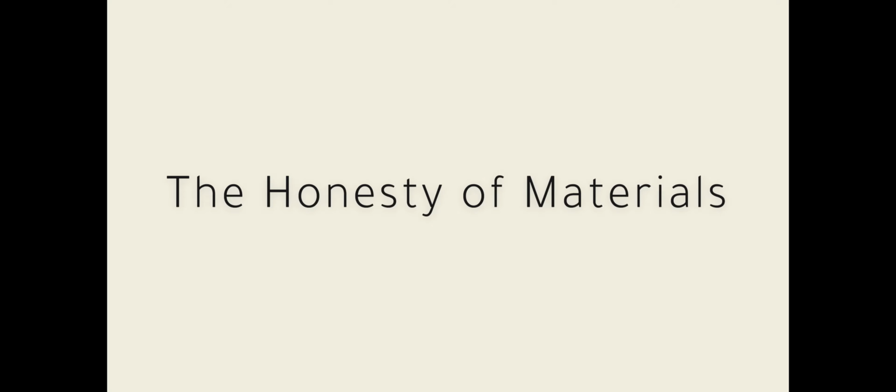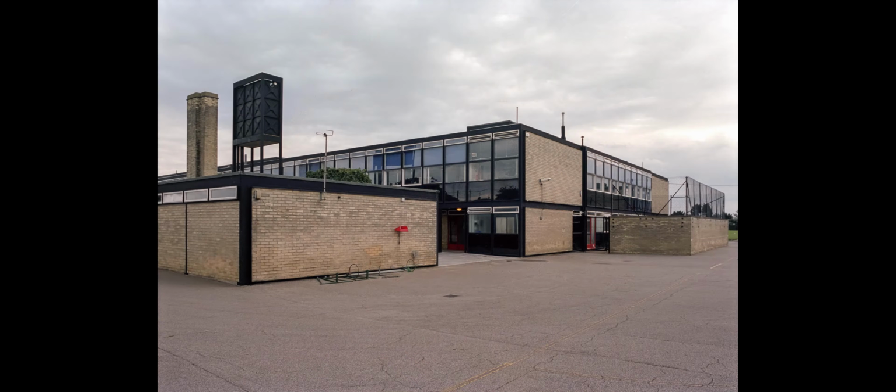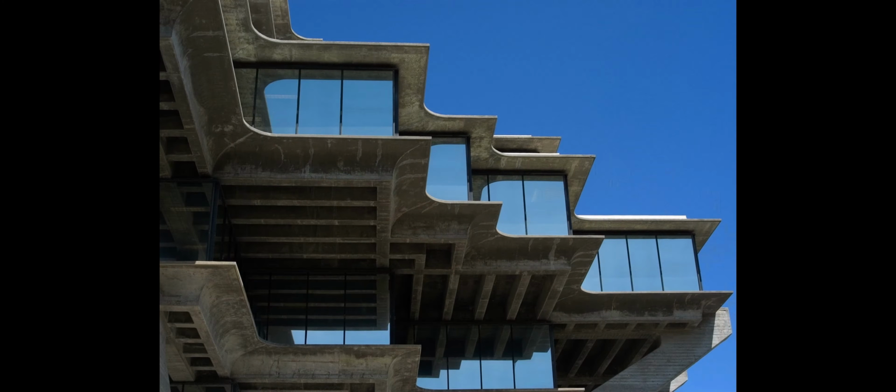The honesty of materials. Brutalist design values the honest use of materials, focusing on showcasing the raw and natural beauty of materials such as concrete, steel, glass, and timber. This is achieved by avoiding surface finishes or other ornamental details that might hide or obscure the material's true nature.